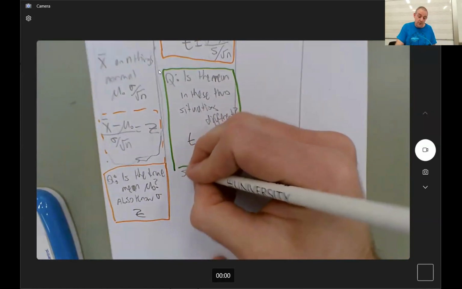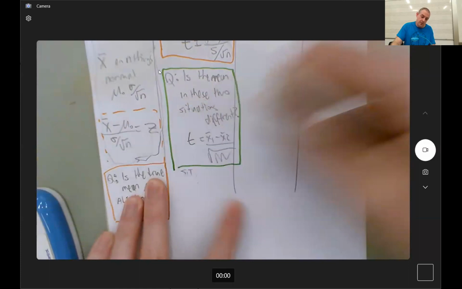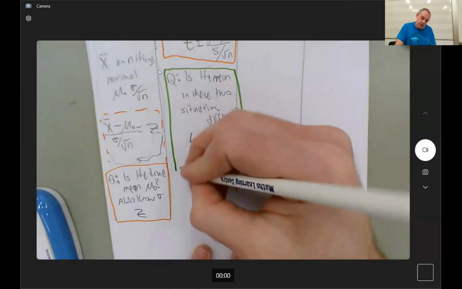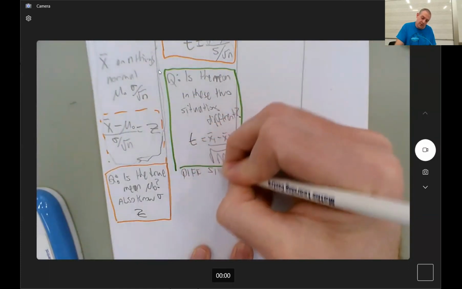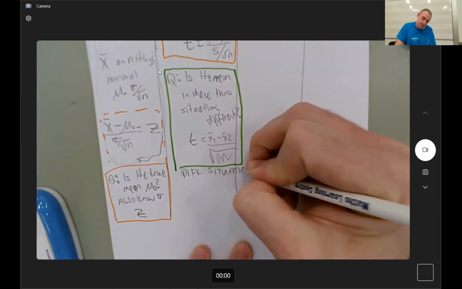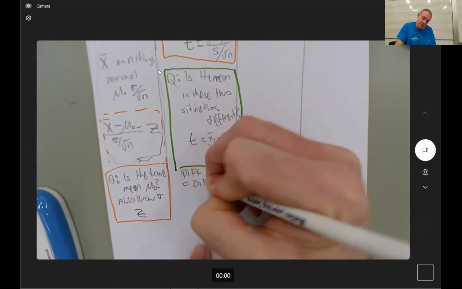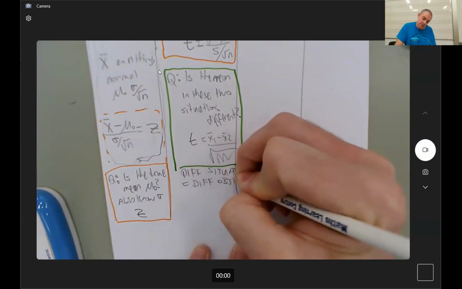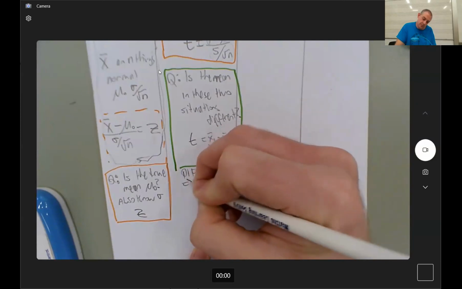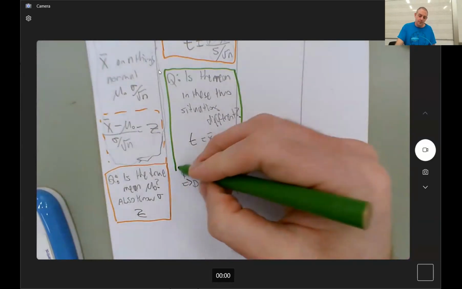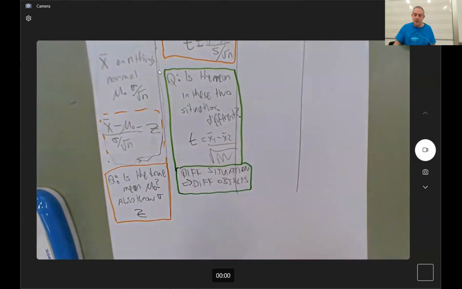So this one actually goes with different situations, different objects. Like, yes, you've got two different factory machines. You measure the things on this machine and you measure the things on this machine, and they're different things.